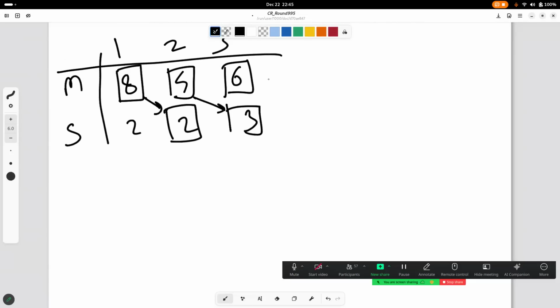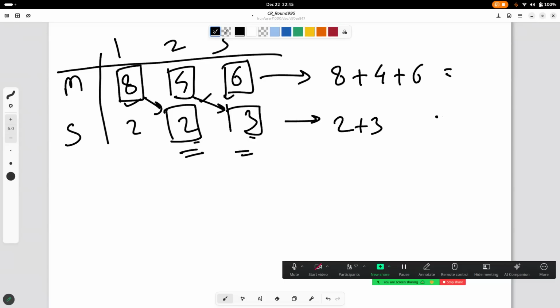And what's the total number of problems solved by M? He has solved 8, 4, and 6. So the total number of problems solved by M is 8 plus 4 plus 6. What's the total number of problems solved by S? It is 2 plus 3. So this is 18 problems solved by M and 5 problems solved by S. And what we have to do is the difference of these two, like 18 minus 5, which is 13. We have to maximize this value.